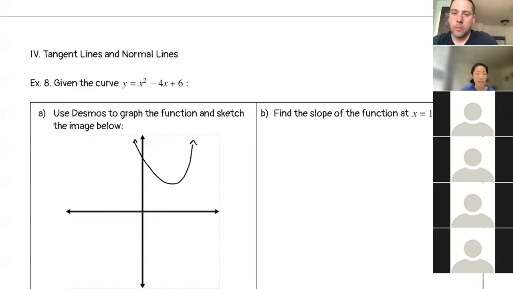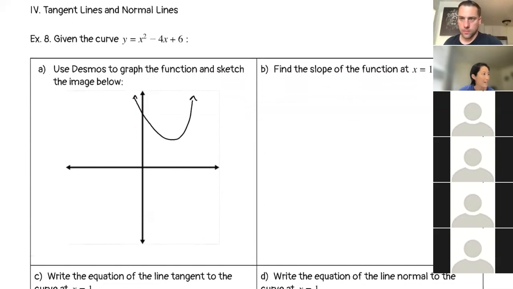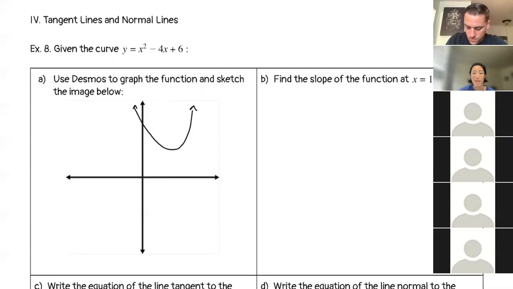Okay? That is not the world's best parabola, but we'll imagine that it is such at this moment. And let's take a look at part B. So part B says, find the slope of the function at x equals 1. And so if you were to describe to me in sort of steps how I might approach this, what would you tell me to do in order to find the slope of the function at x equals 1?